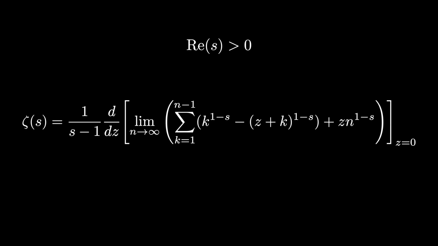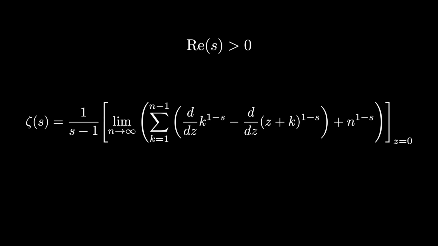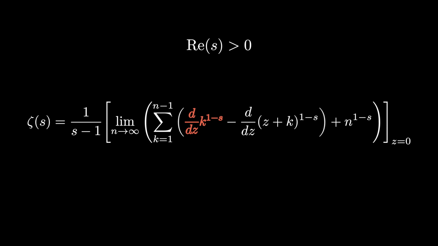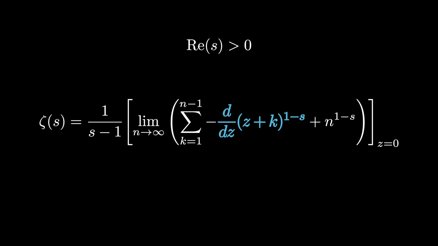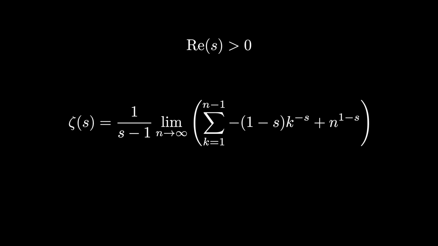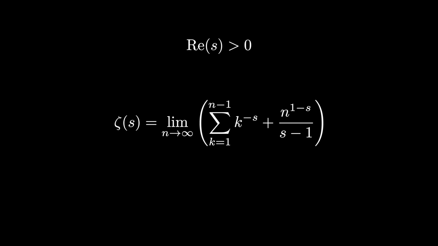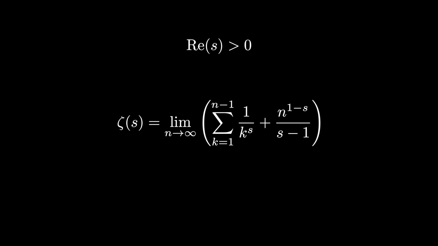As before, we'll distribute the derivative inside the limit. In the last term, since the derivative of z is 1, we're just left with n to the 1 minus s. The rest goes exactly as it did before. This term disappears, and we use the power rule for this one. Now we can plug in 0 for z, and we can distribute the 1 over s minus 1. This fraction is just 1, so it disappears, and as a final step, I'll write k to the negative s as 1 over k to the s. And that's it. Let's see if this works.